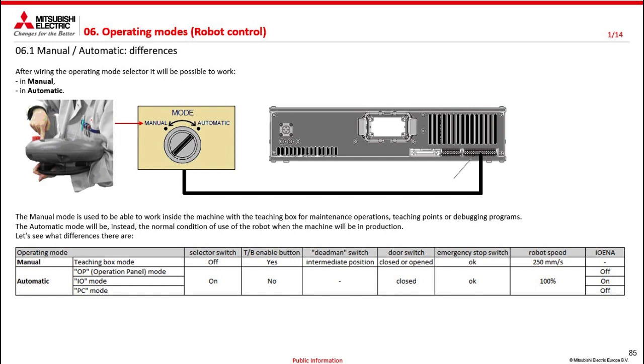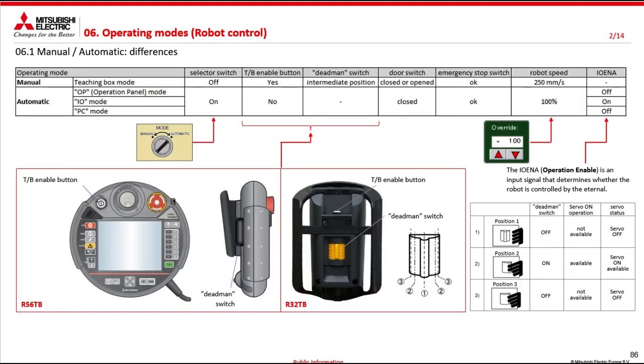The manual mode is used to work inside the machine with the teaching box or teaching pendant for maintenance operations, taking points or debugging programs. If we turn the selector to automatic, we will work in the normal conditions of use of the robot, so with the cell in production. Let's see what differences there are between these two modes. First of all, in this diagram, I have summarized all the important elements that come into play between the two modes. Let's look at the manual first.